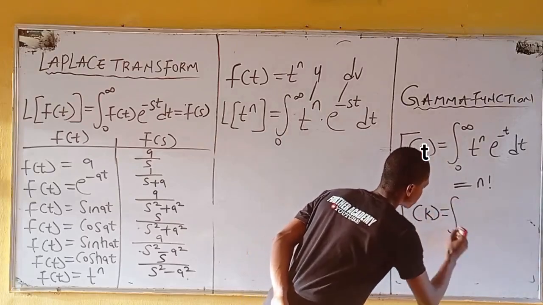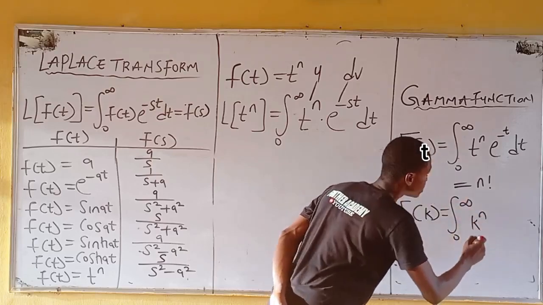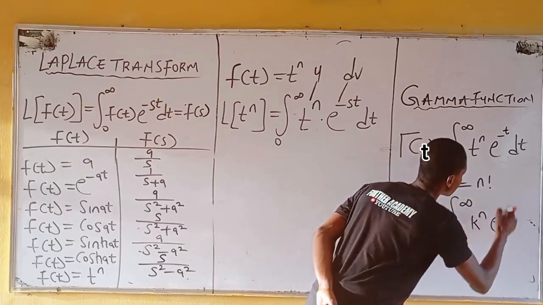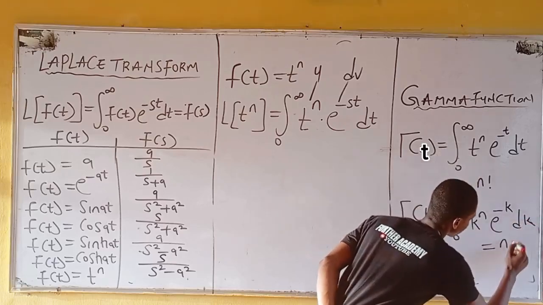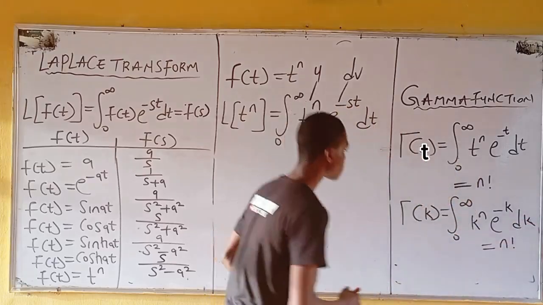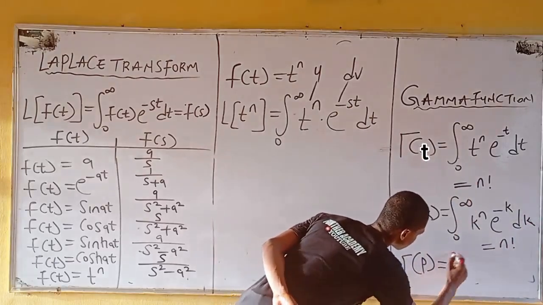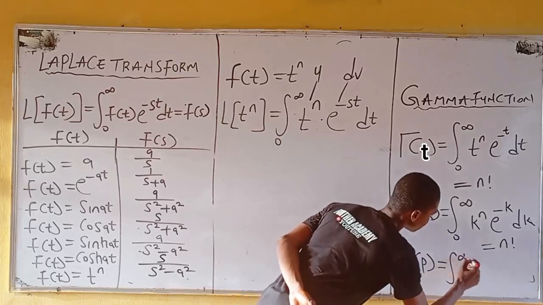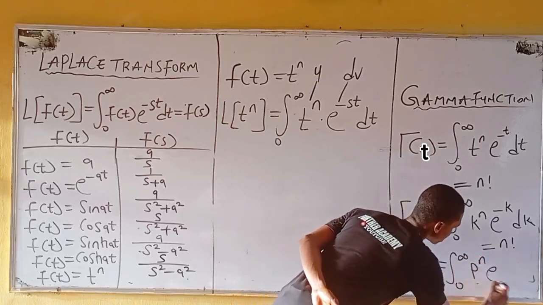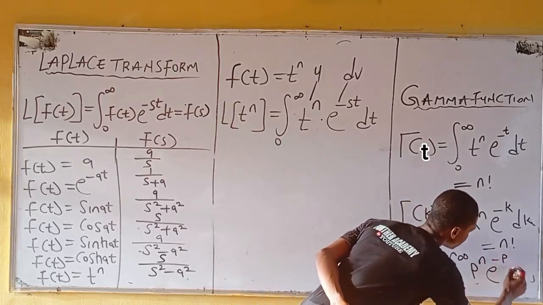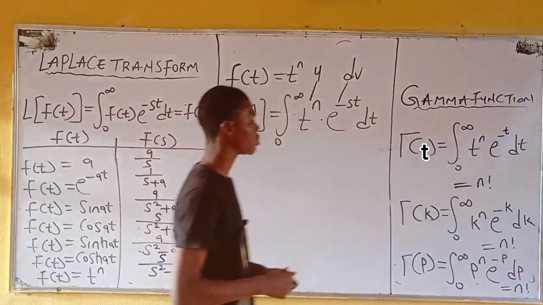The gamma function of k is equal to the integral from 0 to infinity of k raised to the power of n, multiplying exponential raised to the power of negative k dk, which is equal to n factorial. Let's take one more. The gamma function of p is equal to the integral from 0 to infinity of p raised to the power of n, exponential raised to the power of negative p dp, which is equal to n factorial.